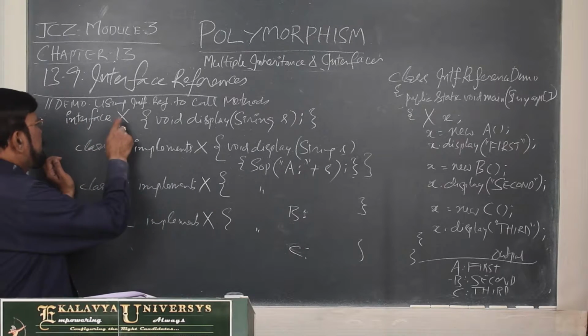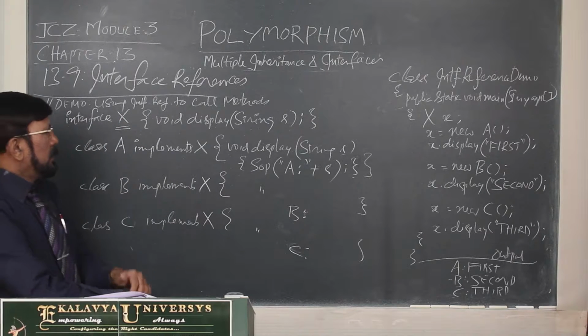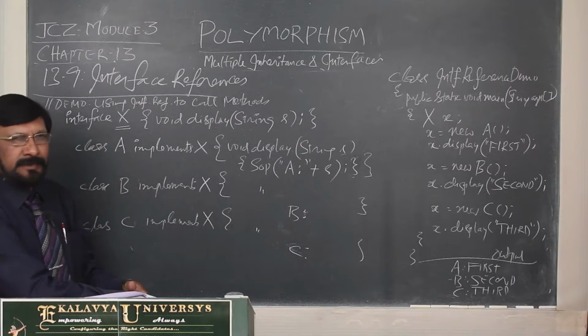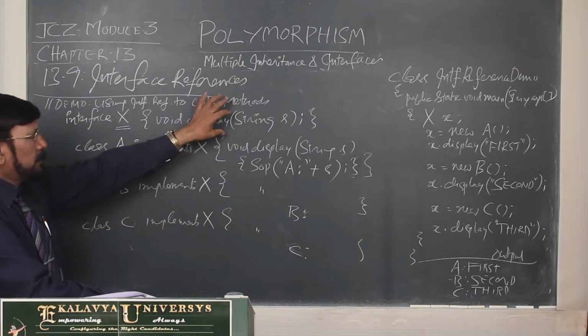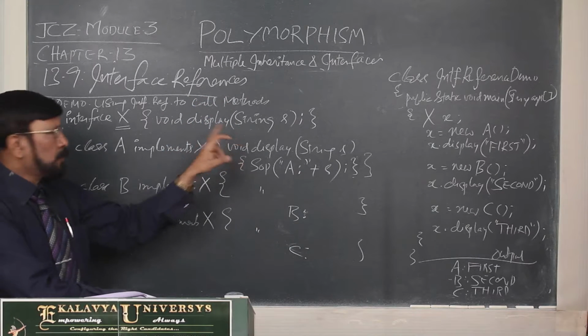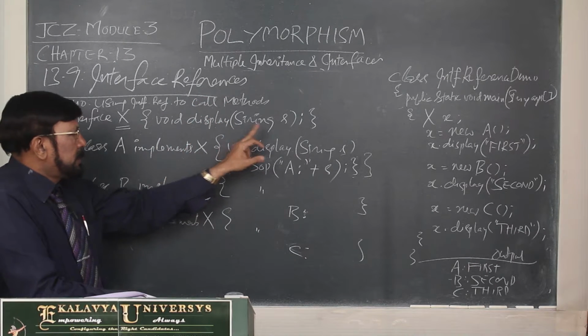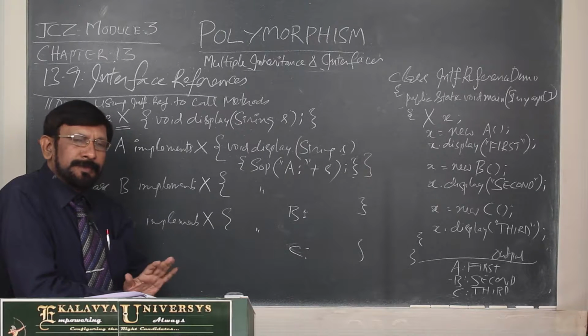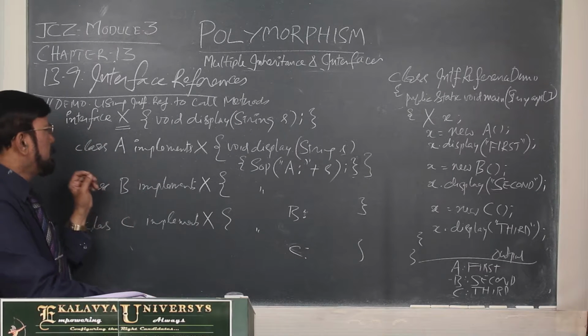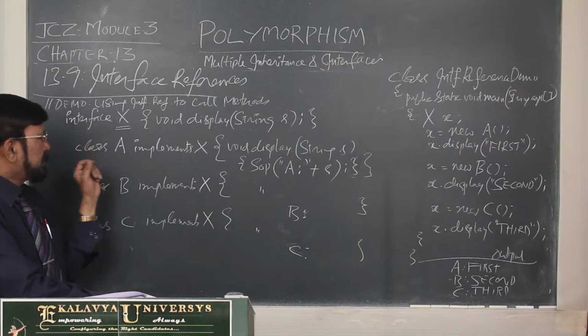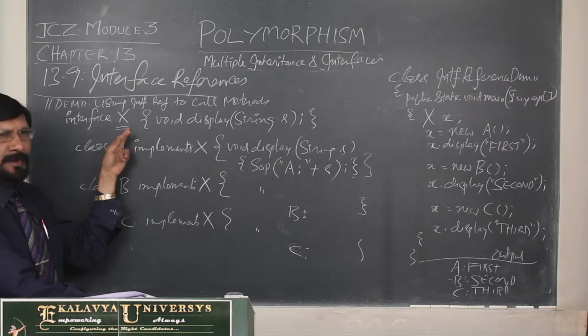Here, interface X. In that interface X, we have defined only one method prototype, void display(String). That is all, nothing more than that. Only this point I want to assert. That is why I have given this interface.